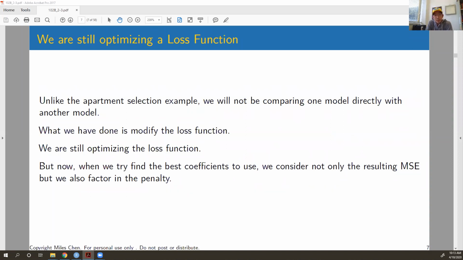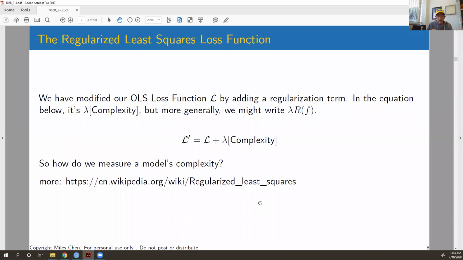The key thing to keep in mind is that we are still optimizing a loss function. The apartment analogy is not perfect in that we're not comparing one model directly with another. What we're doing is that we have modified the loss function and we are still trying to optimize the loss function. The coefficients that we are going to use are the ones that minimize this modified loss function. So we've modified the ordinary least squares loss, which is just regular old L.